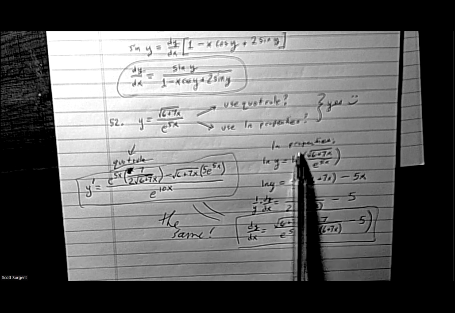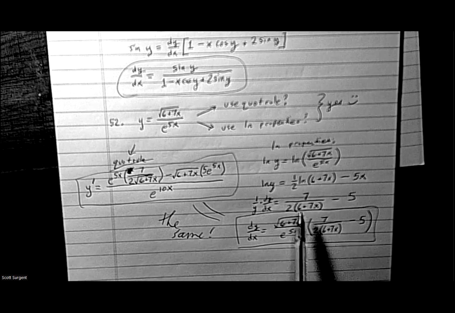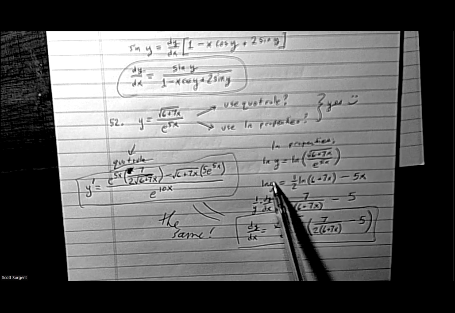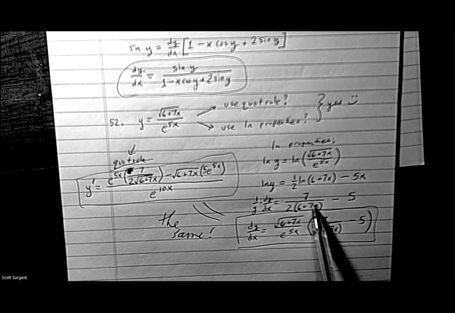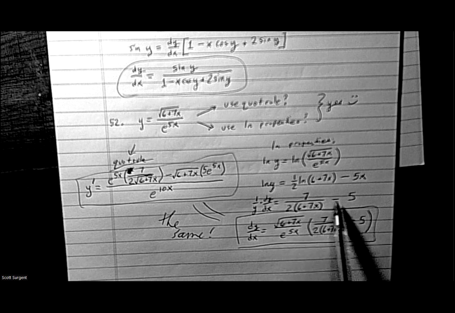So I like the ln method because you're doing a lot of simplification in the initial break apart with the logarithms, so that when you take the derivative, there's really very little simplification necessary other than just little cosmetic things.